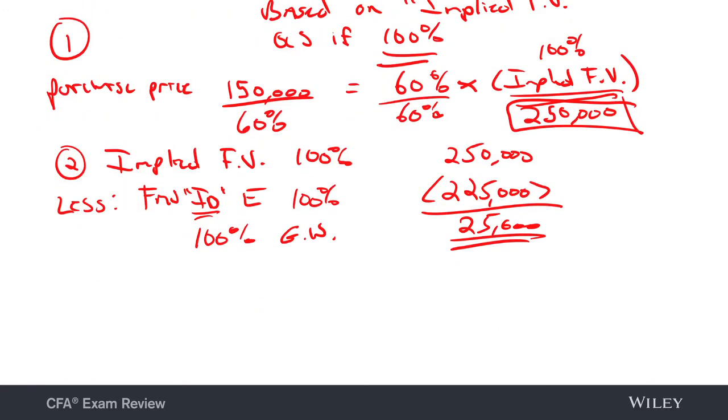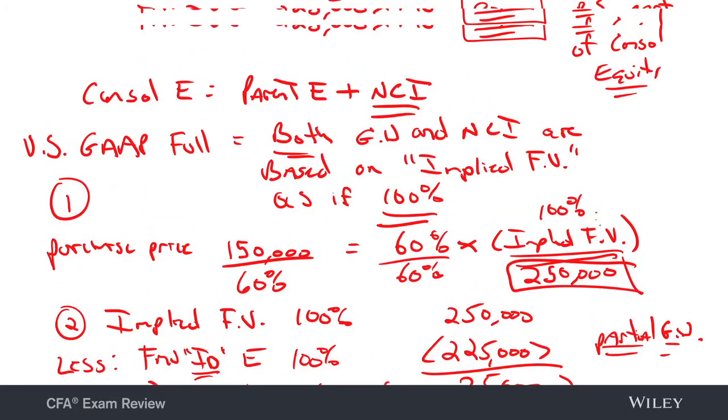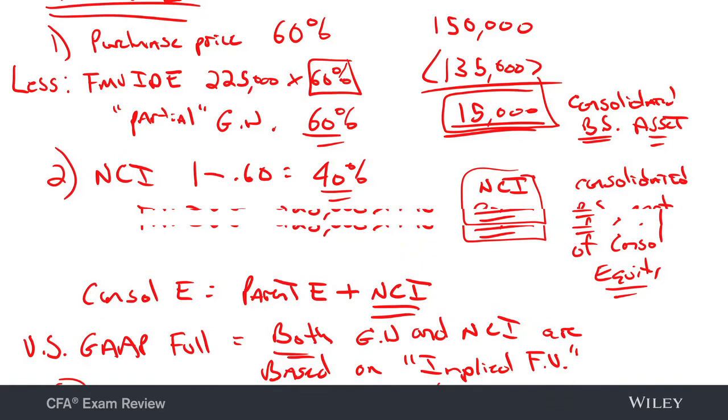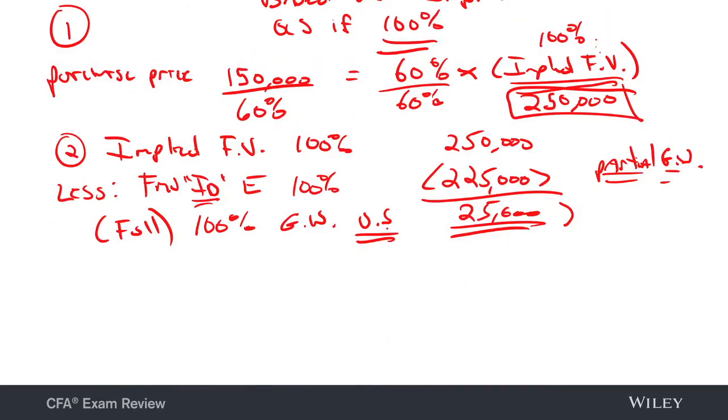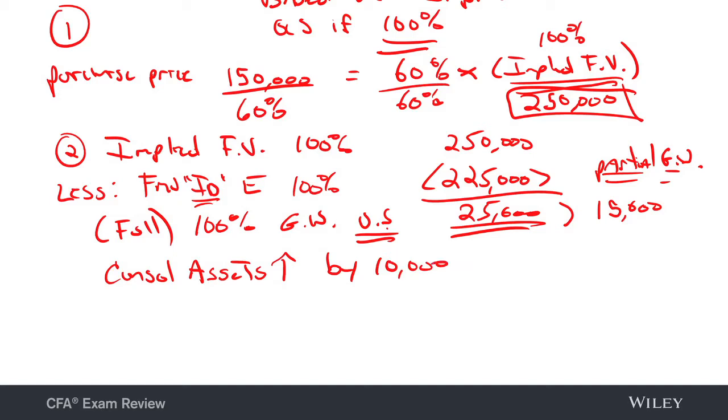Now notice something. Notice the difference between US GAAP and IFRS. Under US GAAP, we're recording the full 100%, the full goodwill, 25. Yet under IFRS, if you chose the partial goodwill, what did we say a second ago? Partial goodwill, IFRS, we would have only recorded how much? 15,000. So notice the difference. Under US GAAP, your consolidated assets are going to be higher by $10,000.